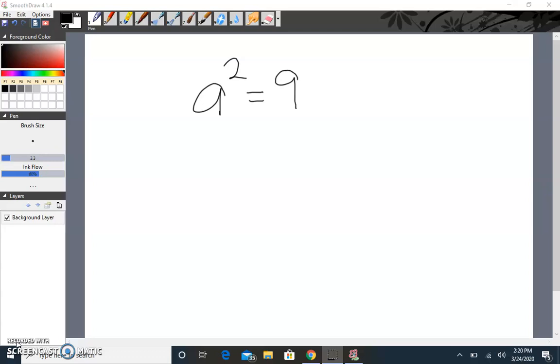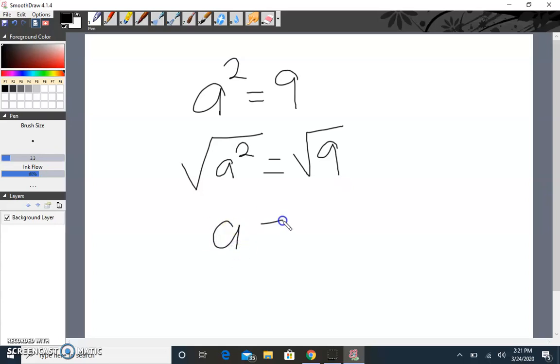Here we have a squared. That means a times a is going to equal 9. So we have to figure out a way to get a by itself. The way we get a by itself is we are going to square root a squared. What we have to remember is whatever we do to one side, we have to do to the other side. So we are going to have to square root 9 as well. The square root of a squared. What gives us a squared is a times a. So the square root of a squared is a. The square root of 9 is 3. Now, our answer for a is 3.